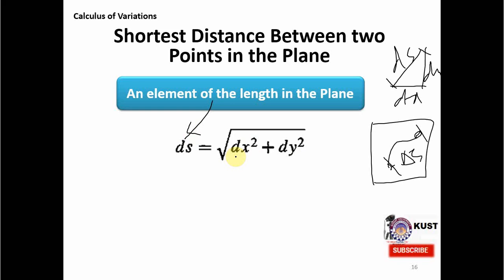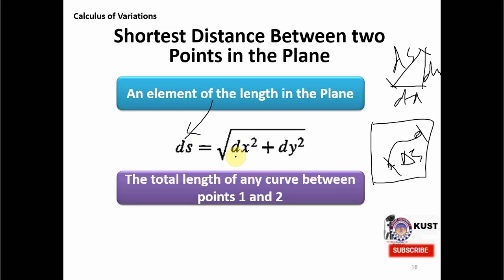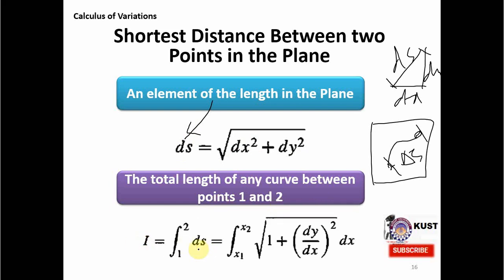Okay, so once we have the length element, the total length of a curve between any 2 points 1 and 2 will be equal to this integral, from 1 to 2 of ds, where ds is the length element. If we integrate this length element between points 1 and 2, we will get the total length, which is equal to this integral I. We know the ds value, so let's put the ds value from this equation over here, and since we are integrating over dx, let's take dx common.